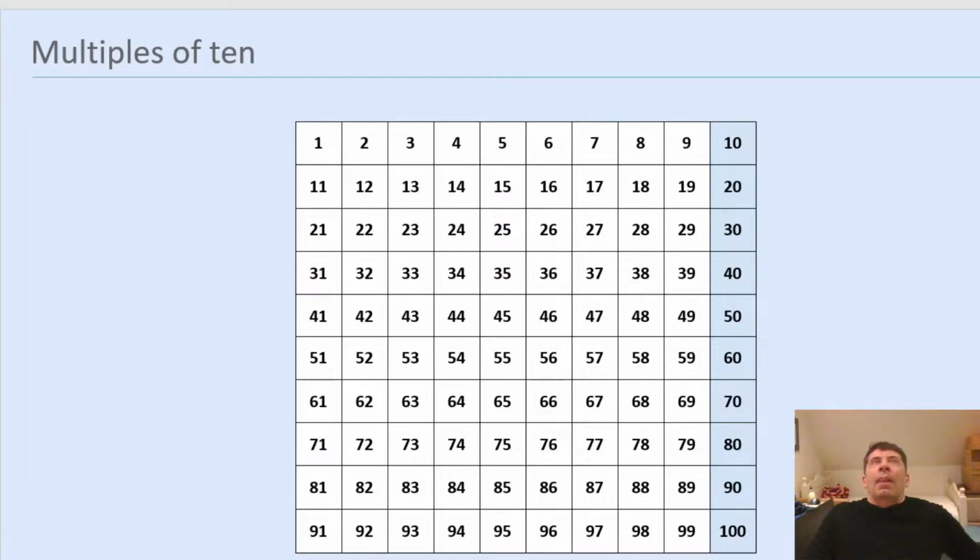And again, every multiple of 10 is a multiple of 5, but not every multiple of 5 is a multiple of 10. So basically, with 10, you've got this single line going down, whereas with 5, you had 2 lines going down.